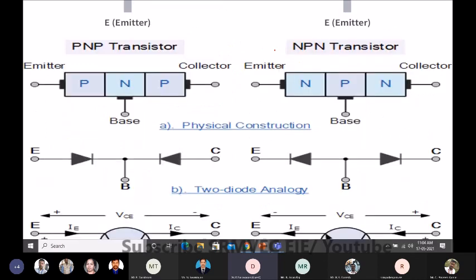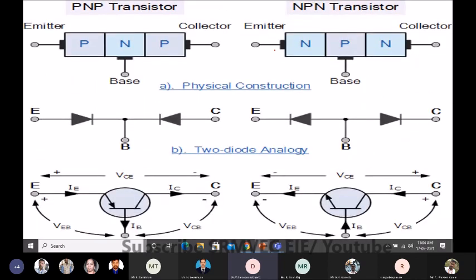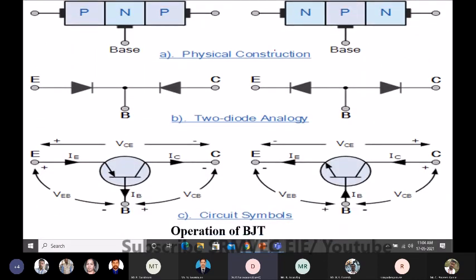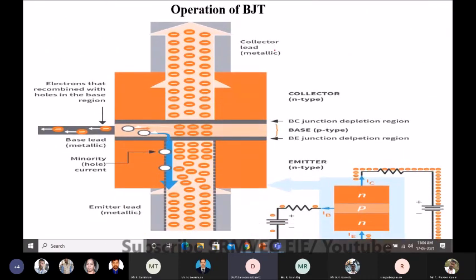Okay, now for example, if the emitter is emitting 100 electrons, usually the base, due to its doping level, will have 10 recombined with holes, and the remaining 90 will be allowed to reach the collector. So 10 will be lost due to hole and electron recombination. Everywhere we can see the movement of charge carriers plays the role.